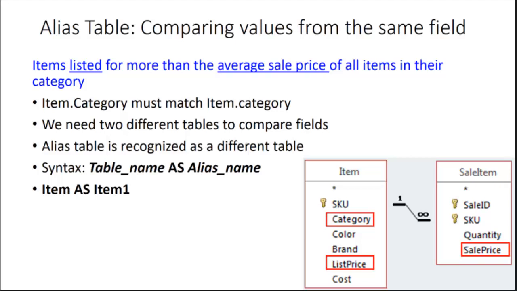It's not possible to reference the same field twice from the same table, so we define an alias table. An alias table is the same table given a different name. The syntax is table name AS, well, a different name. For example, item table as item1. We can create as many alias names for a table as we need to.